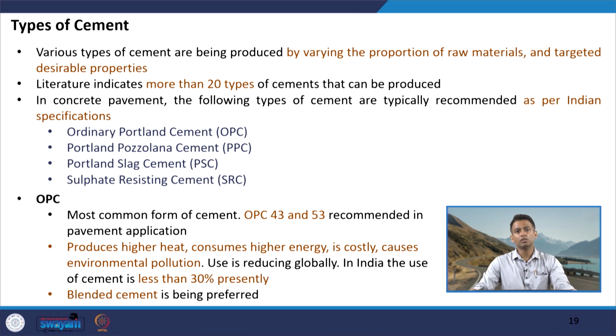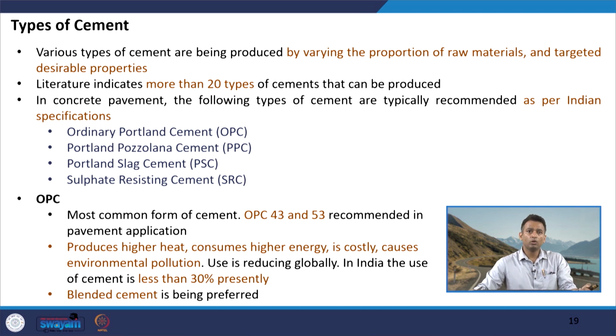So, OPC is the most common form of cement, and we have already discussed the ordinary Portland cement, its manufacturing method, and the hydration process. As I mentioned, OPC 43 and 53 are typically recommended in pavement application. Usually in OPC, as we have already discussed, during the hydration process a lot of heat is emitted because it is an exothermic reaction.